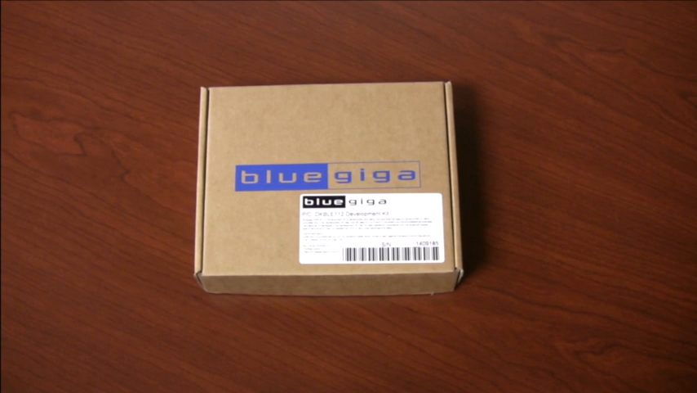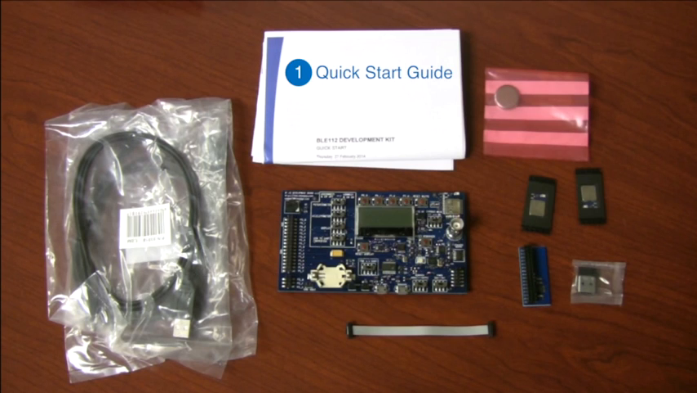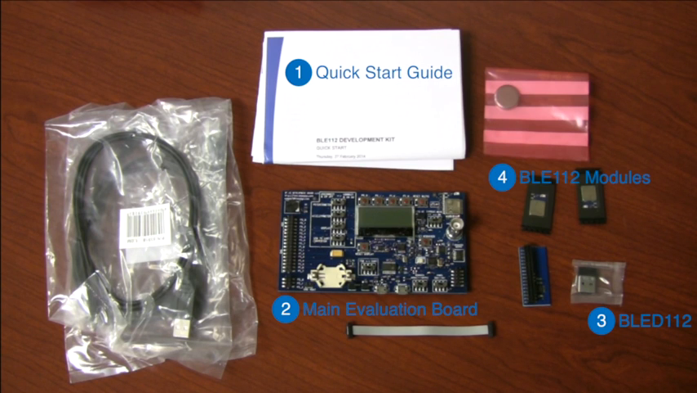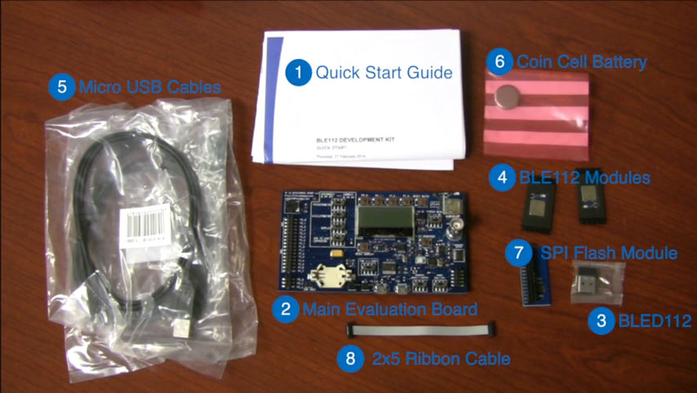To begin, first we'll unpack the dev kit from the box. The complete kit includes a printed quick start guide, the main evaluation board, a BLE-D112 dongle and two bare BLE-112 modules, two micro USB cables, a CR2032 coin cell battery, an external flash module, and a 2x5 pin ribbon cable for flashing external devices with the onboard debugger.